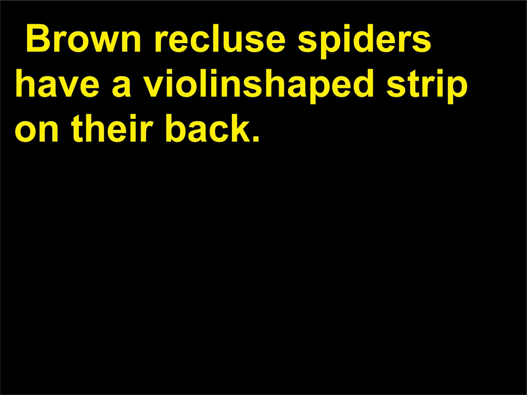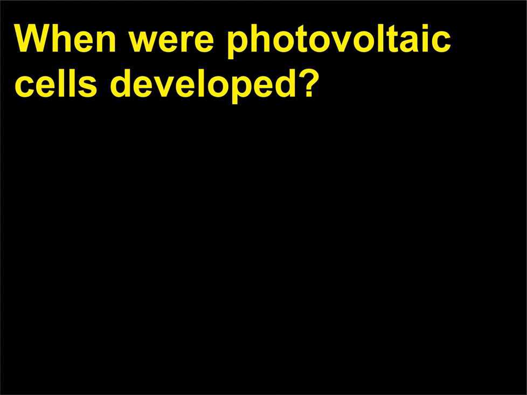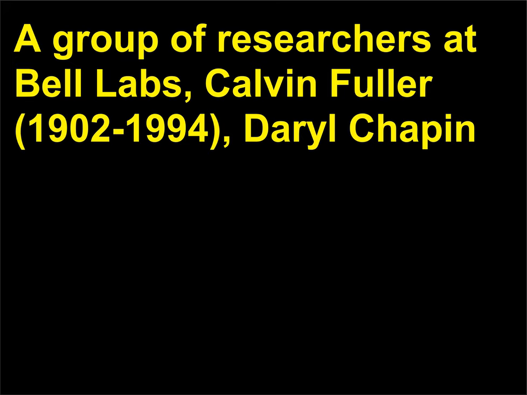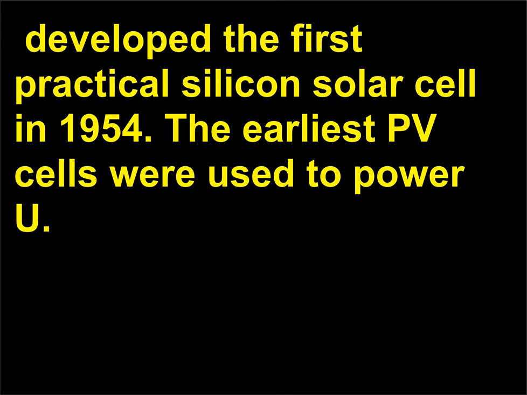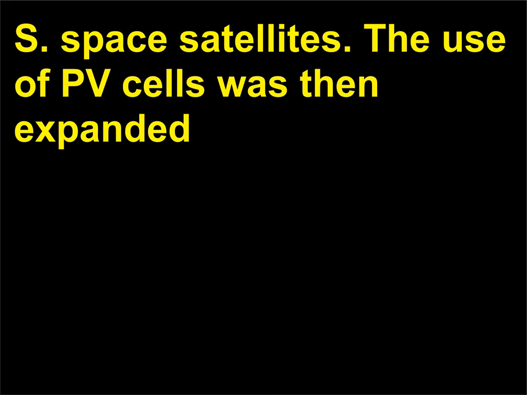When were photovoltaic cells developed? A group of researchers at Bell Labs, Calvin Fuller, 1902 to 1994, Daryl Chapin, 1906 to 1995, and Gerald Pearson, 1905 to 1987, developed the first practical silicon solar cell in 1954. The earliest PV cells were used to power U.S. space satellites. The use of PV cells was then expanded to power small items such as calculators and watches.